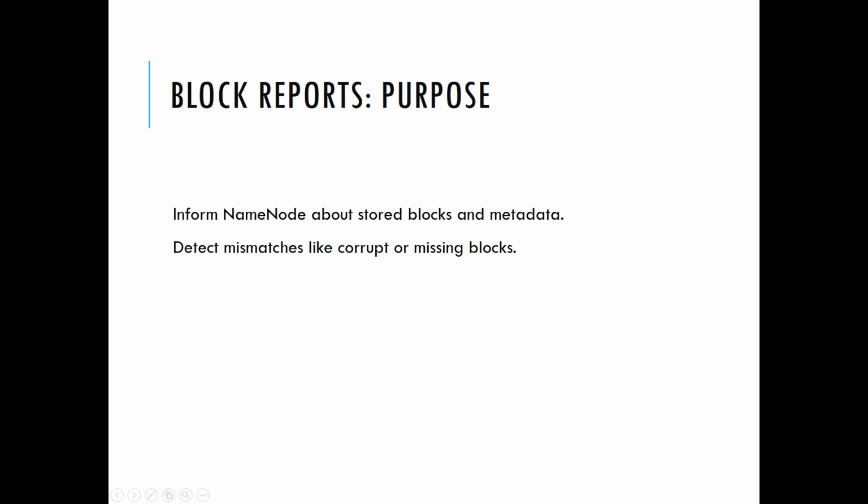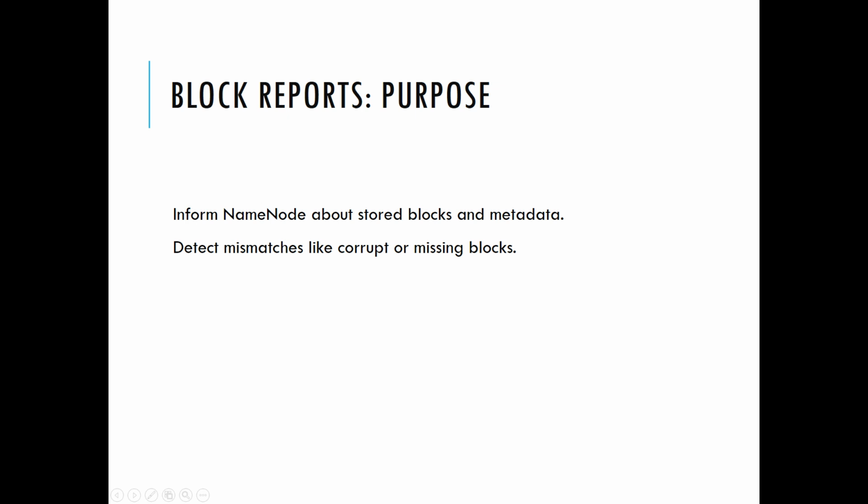Now, let's turn to block reports. While heartbeats are about liveness, block reports are about data integrity. The primary purpose of a block report is to inform the NameNode about the blocks stored on a DataNode. This includes the block IDs, their lengths, and their generation stamps. Block reports are crucial for the NameNode to maintain accurate metadata. They also help in detecting mismatches such as corrupt blocks or missing blocks.